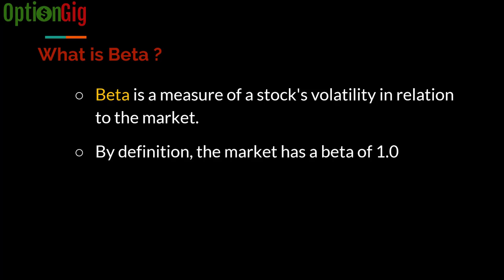So the first concept we're going to dive into is beta. So let's understand what is beta. Beta is a measure of your stock's volatility in relation to the overall market. Now the market could be any widely traded representative ETF of a market. It could be SPY or it could be anything else. The beta of a particular stock measures how volatile the stock is as compared to an overall market. So by definition, the market itself has a beta of 1.